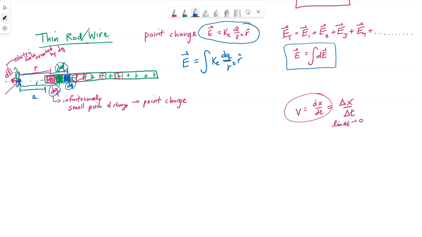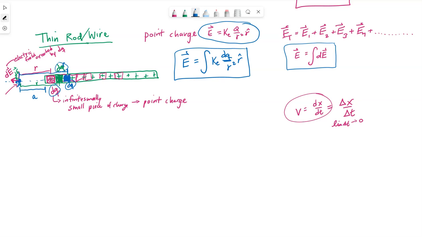Okay, this might sound a little overwhelming at first. It's really not too scary. Remind yourself of that. We're simply adding together. That's what the integration represents, is summation. So we're adding all of these individual electric fields due to each little piece of charge.